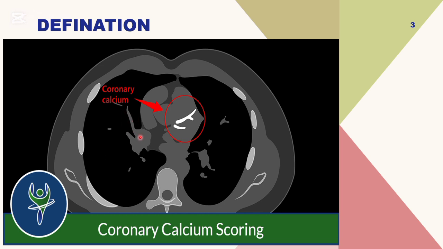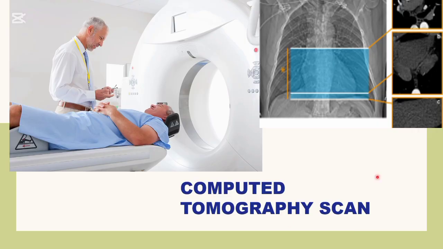Cardiac calcium is actually the deposition of calcium in the coronary arteries, and coronary arteries are those arteries which are supplying oxygenated blood to our heart. A cardiac calcium score is a number that tells us how much calcium is deposited or present in the coronary arteries.